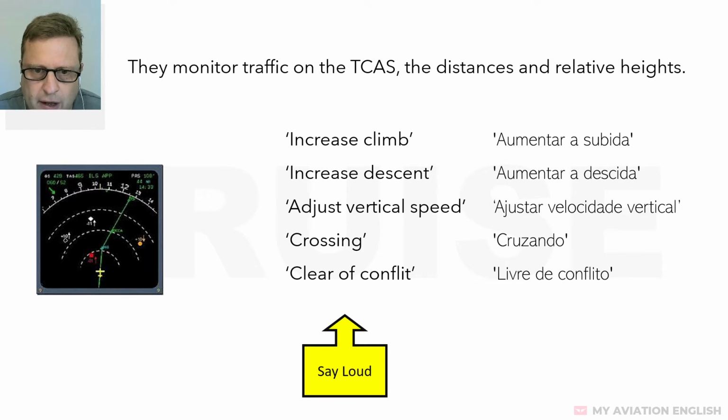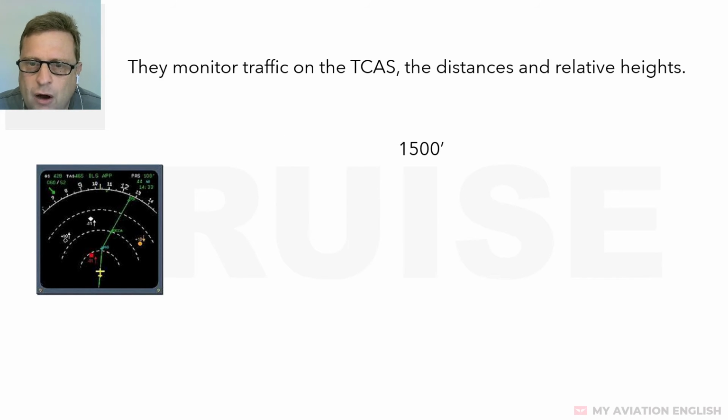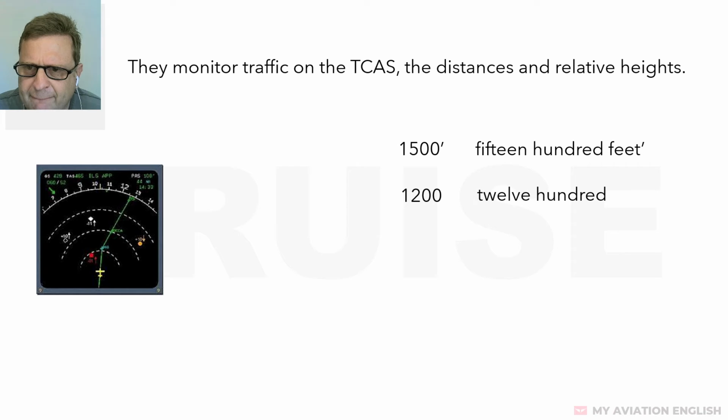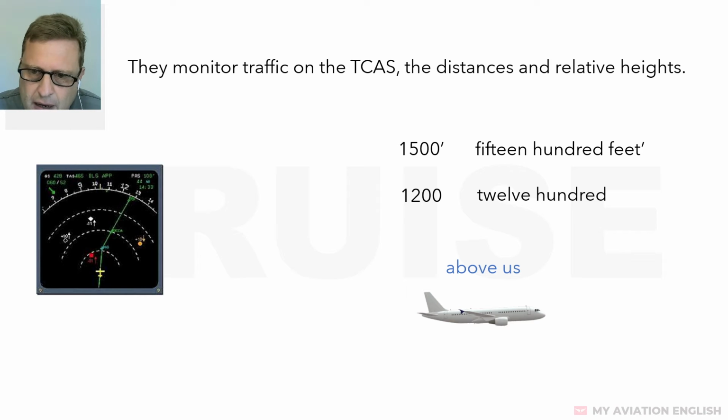You already said it aloud. How would you say this number in English? 1,500. Or there's another way to say 1,500. Okay, 1,500. And 1,200. How do you say acima da gente? 1,200 acima da gente. Above us.